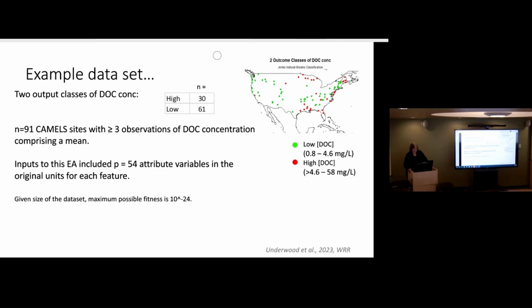In the diagram on the right, you see the sites that had sufficient numbers of DOC, and using Jenks natural breaks, I classified those into a grouping of low DOC from 0.8 to 4.6 milligrams per liter, as distinguished from those with high DOC, anything over 4.6 milligrams per liter. It happened that the threshold of 4.6 sort of aligned with the domain science as detailed in the paper. I'm not going to be able to remember the details in the moment.